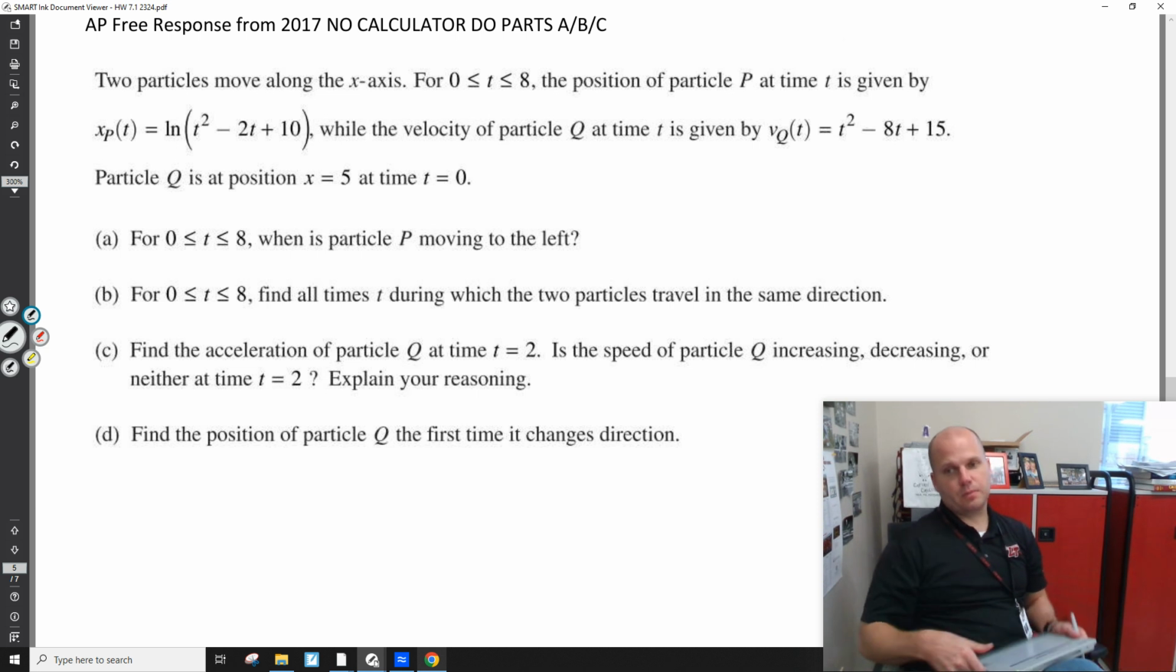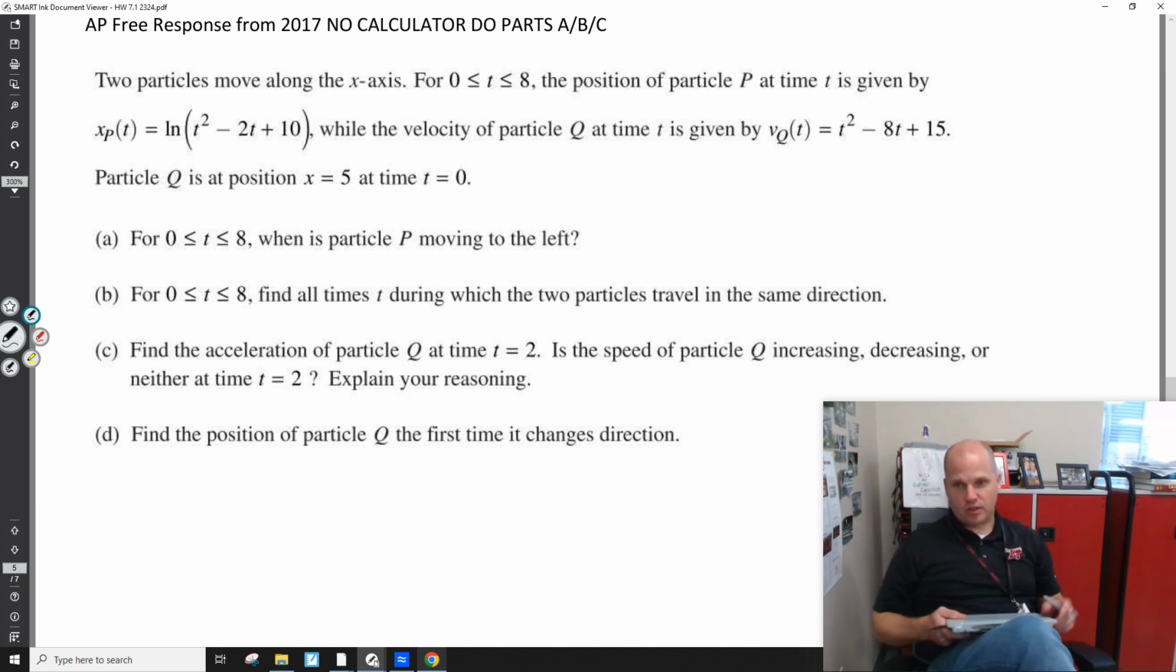This is going to be very similar to a free response question you have on your actual test. I'm going to give you two particles, a B, a P, and a Q. We got the position of particle P. We got the velocity of particle Q.